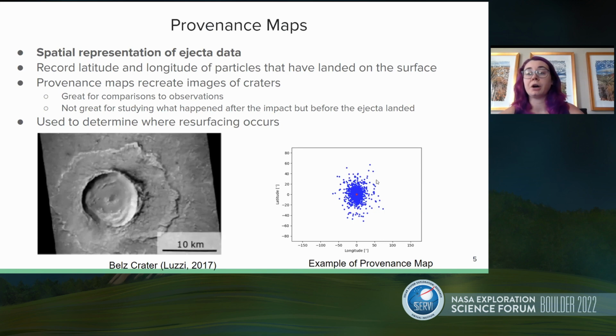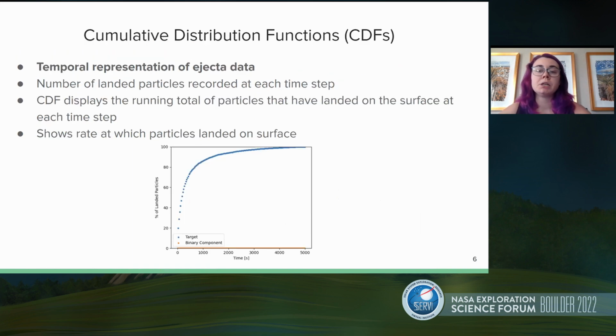This is an example of one of our provenance maps, not of the Bell's crater impact. You can see that the impact point is the red star in the center, and we see some sort of ejecta blanket around the outside. This is really good to determine where resurfacing occurs on the asteroids. But it doesn't really tell us how fast the ejecta landed and the rate at which ejecta evolved in the system. And so for that, we use the cumulative distribution function.